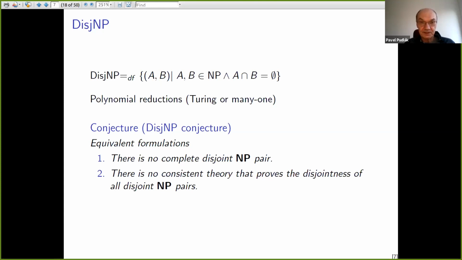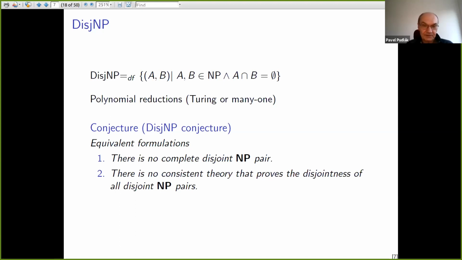Whether the theory proves that the pair is disjoint definitely depends on how you formalize these pairs. So you need to write down a formula if you want to talk about its provability. To state this precisely, one would need to say that it does not prove the disjointness of all NP pairs, however you formalize the pair. So you take the best formalization, for which it should be the easiest way to prove that they are disjoint, and for this you are still not able to prove it in some theory.